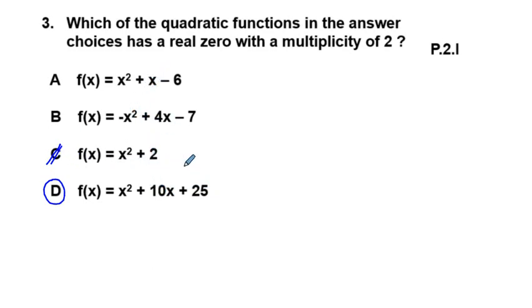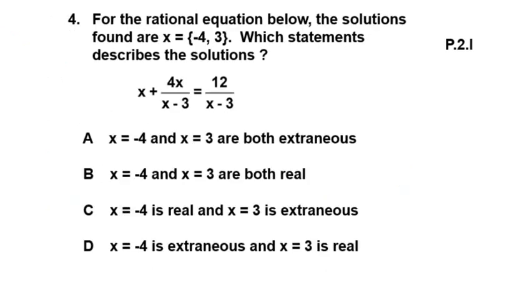As far as being able to do this without a calculator, if we take the function in D, we can rewrite this in factored form as quantity x plus 5, x plus 5, which we can rewrite as quantity x plus 5 squared. And with that squared, the single zero at -5 is how we have a multiplicity of 2. So that's one that quite a few people missed.